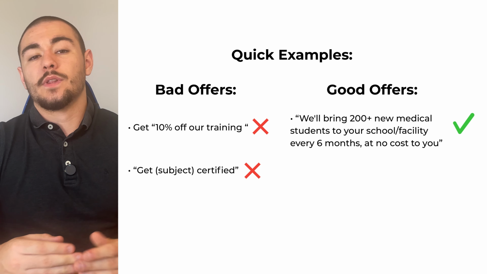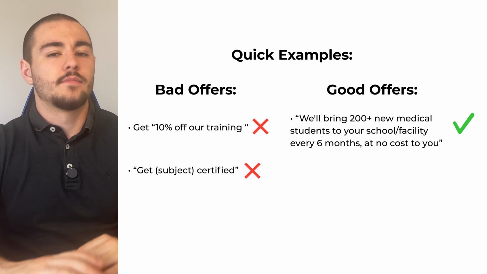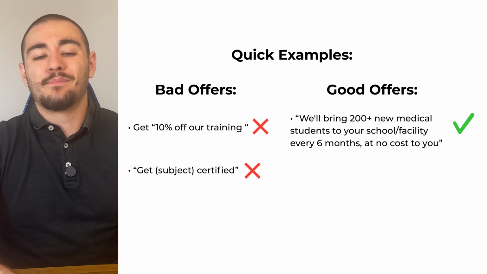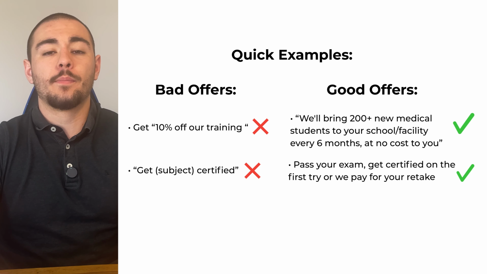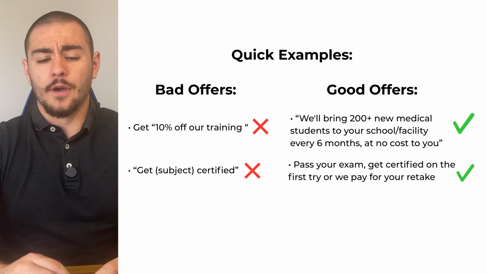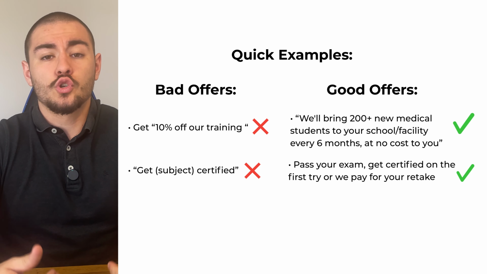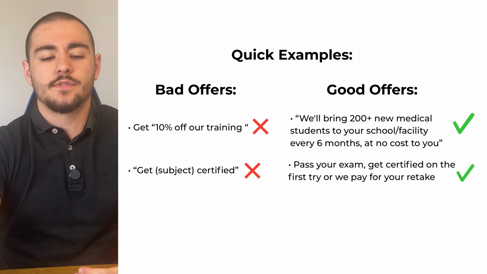Second one, as a really bad offer, is get subject certified. That's it. That's your entire offer. That's a bad offer. A way better one is pass your exam, get certified on your first try, or we pay for your retake. Of course, this is going to depend on the type of trade you have, but who doesn't want to get certified and be sure that they're going to be able to pass their exam? That's a way better value proposition.